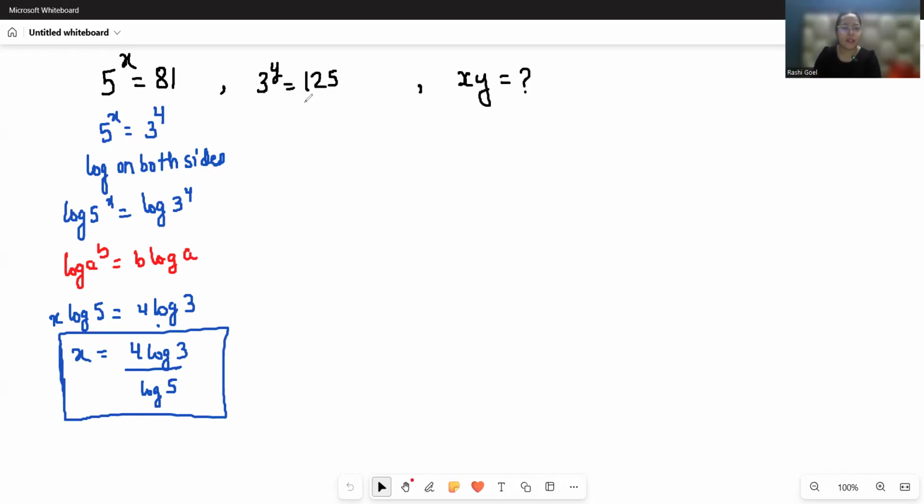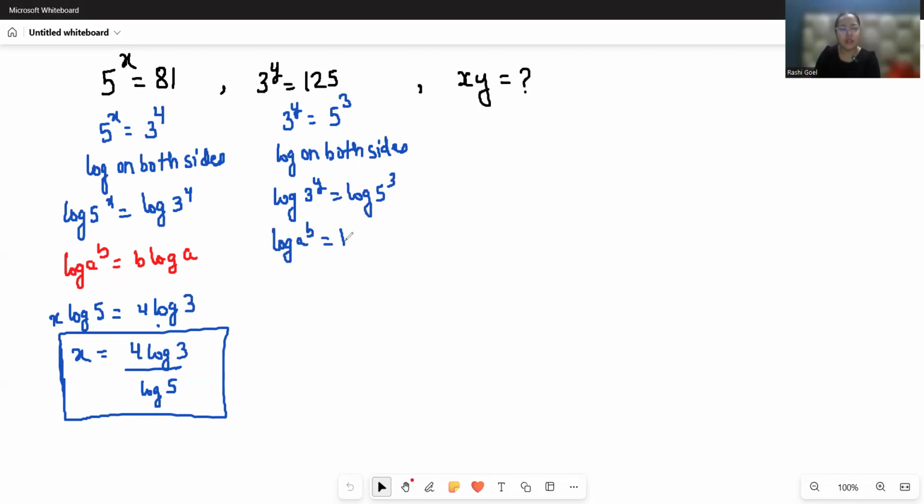Now solve the y similarly like this. So here 3 power y equal 125 is 5 power 3. Now log on both sides. So log 3 power y equal log 5 power 3. Again using the same identity, it becomes y log 3 equal 3 log 5. So what is the value of y? 3 log 5 by log 3.